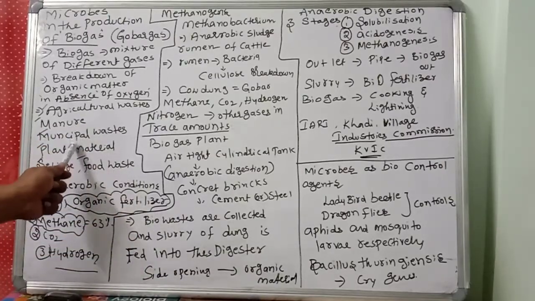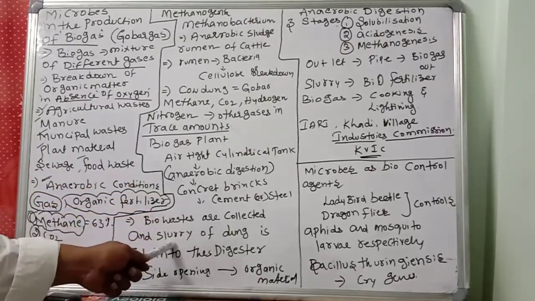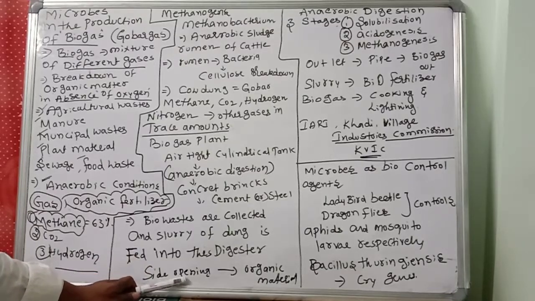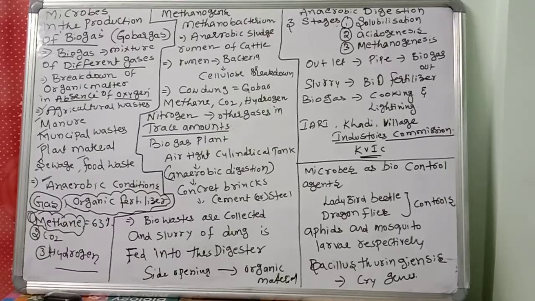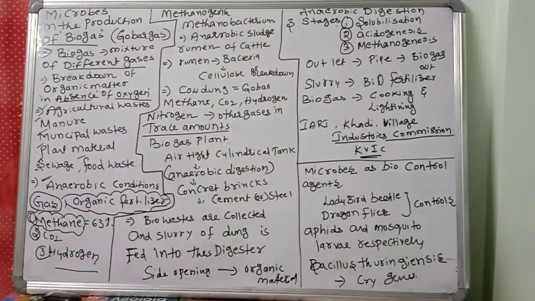Agriculture waste, manure, municipal waste, plant materials, sewage, food waste. All this slurry of dung is fed into the digester. One side opening is there to pass the organic materials. Understand or not? So another one, anaerobic digestion takes place in three stages. So all the waste materials we send through one side into the tank, and we have to close it.